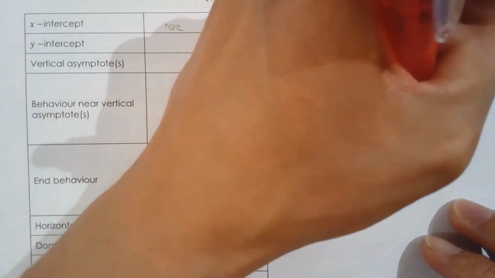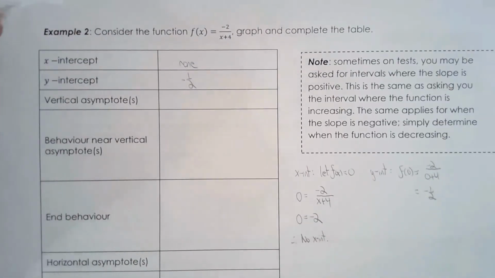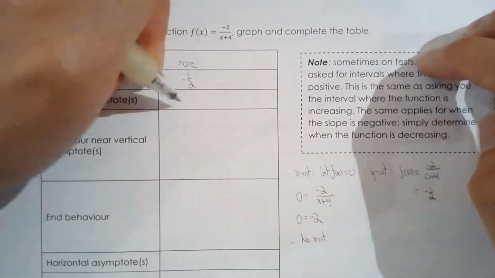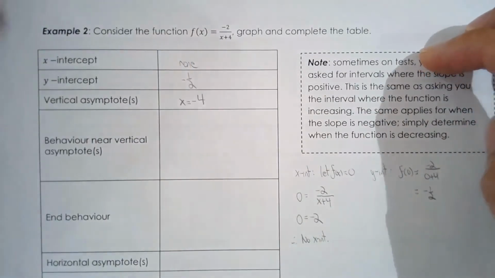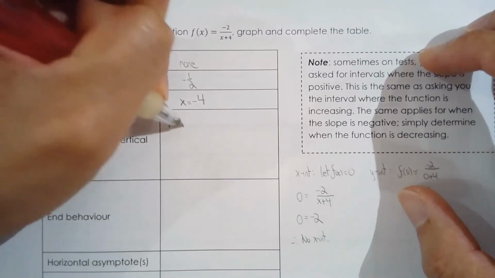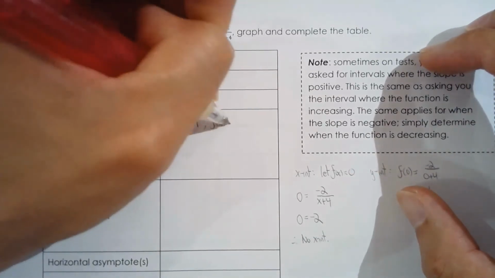F of 0 is negative 2 over 0 plus 4, which is negative half. Bam. Okay. Let's keep going. Vertical asymptote. So you look at the zeros of the denominator, which is negative 4, so x equals negative 4. Okay. As x approaches negative 4 from the right, what's happening to my function?